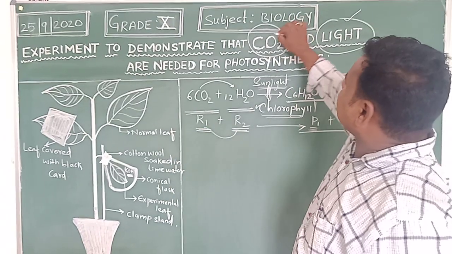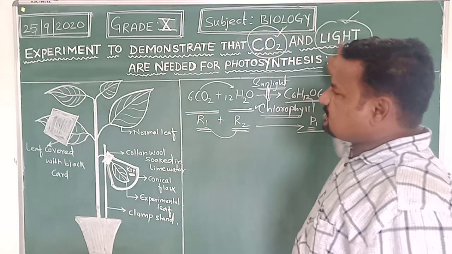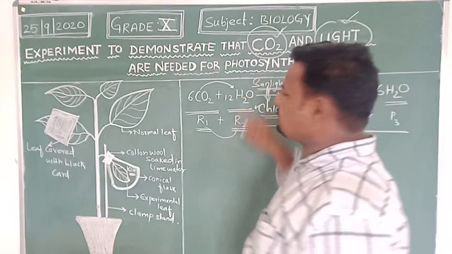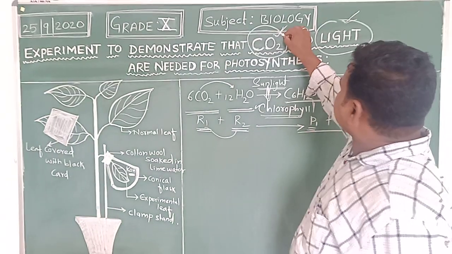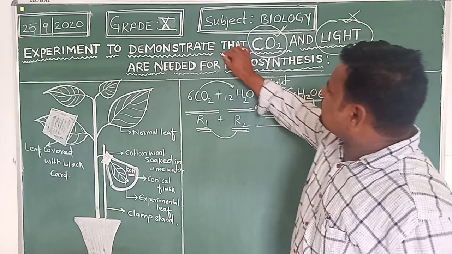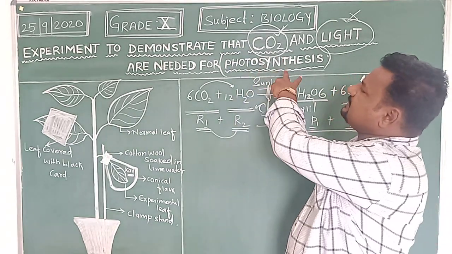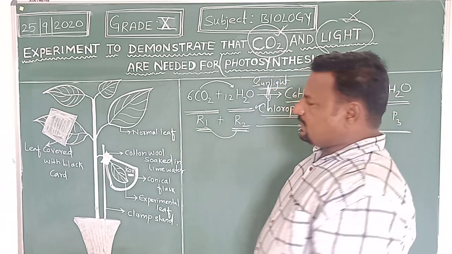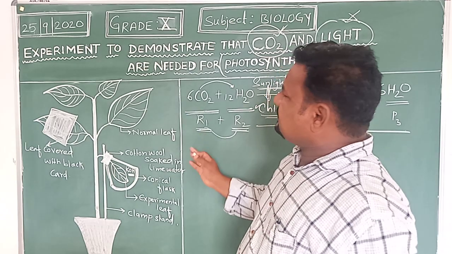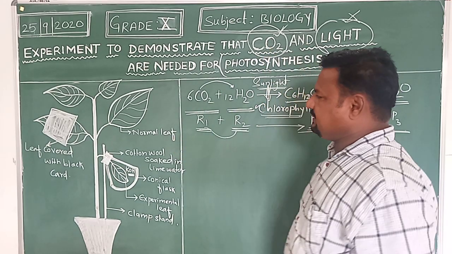So both are external factors. And these both external factors, carbon dioxide and light, are needed for photosynthesis. They are essential. Without carbon dioxide and without light, there is no photosynthetic activity. Therefore, both the factors are very essential. How they are essential, let us discuss. To prove this, how carbon dioxide as well as light are needed.